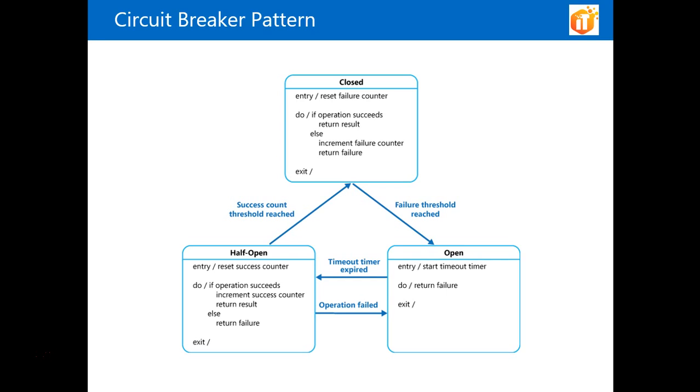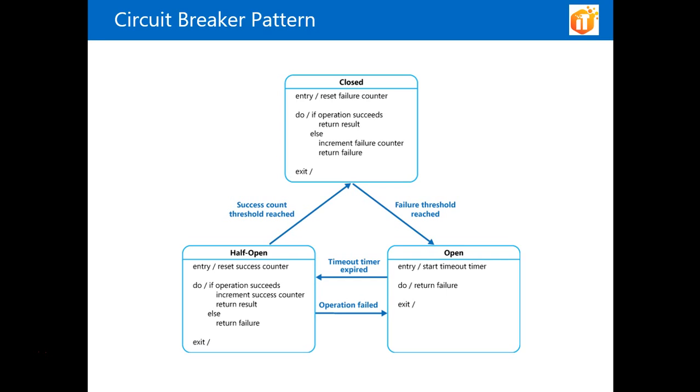A circuit breaker acts as a proxy for operations that might fail. The proxy should monitor the number of recent failures that have occurred and use this information to decide whether to allow the operation to proceed or simply return an exception immediately. The proxy can be implemented as a state machine with the following states that mimic the functionality of an electric circuit breaker: closed, half open, and open.